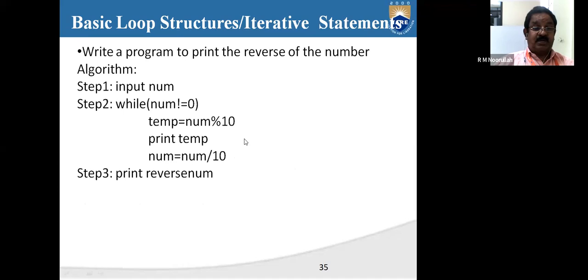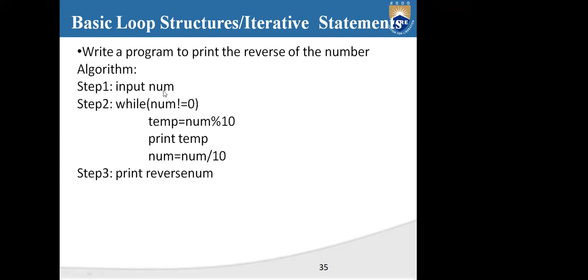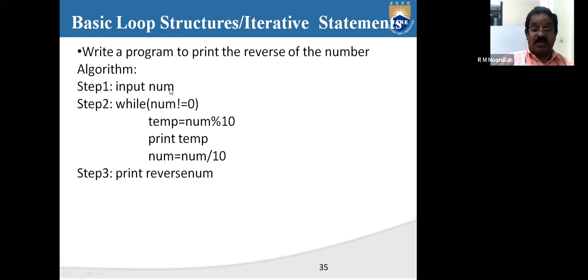All right. Next, write a program to print the reverse of the number. So the reverse of the number: if I give 123, it has to print 321. We are going to input the number and then check the condition: while num is not equal to 0. Yes, 123. Then it calculates temp equals num mod 10. What is the value of num mod 10? 123 mod 10, so the temp value will be 3. It's going to print 3.